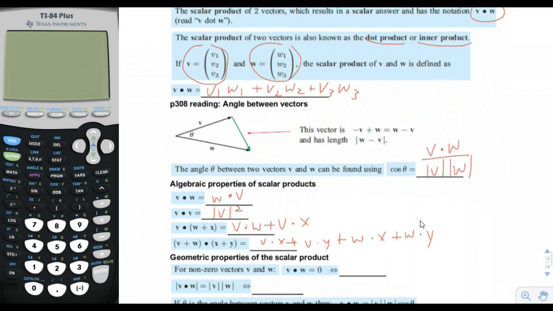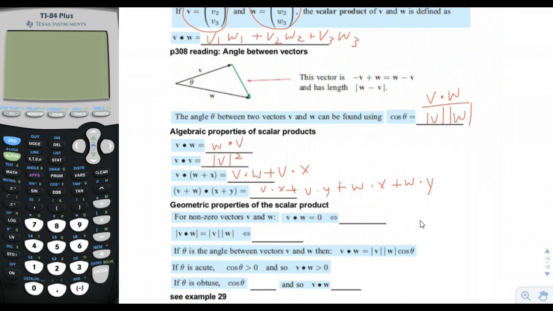Geometric properties of the scalar product. For non-zero vectors v and w, v dot w equals 0 is equivalent to v being perpendicular to w. And v dot w equal to the magnitude of v times the magnitude of w is equivalent to v being parallel to w.